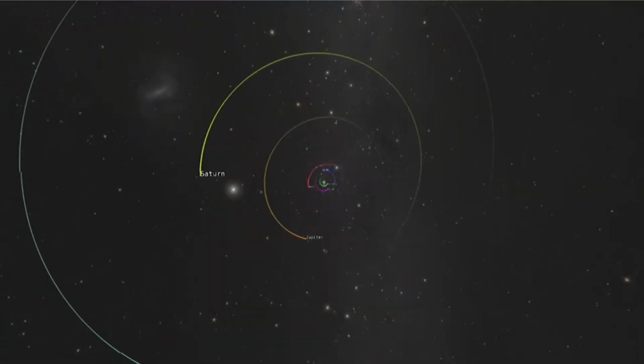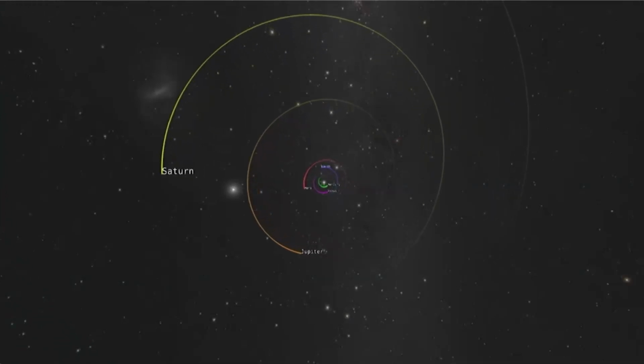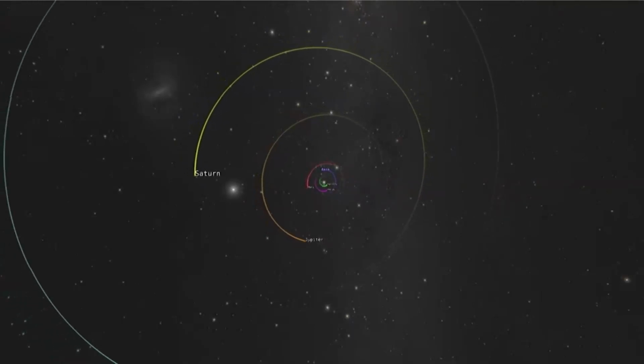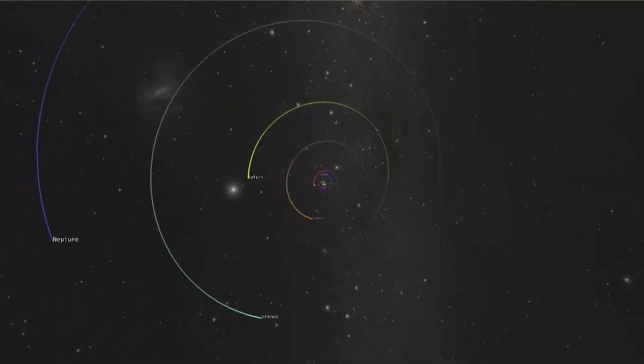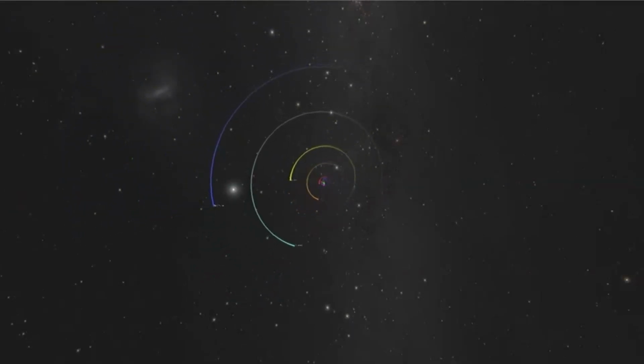All right, let's go back and look at our solar system. And I'm going to focus us on the sun again. If we look at our solar system, you can see Jupiter's orbit in orange and then Saturn's orbit. Saturn's about 10 times further away from the sun than the Earth is. And Uranus is about 20, and Neptune's about 40 to 50 times. And in addition to the planets, we also have asteroids and comets.